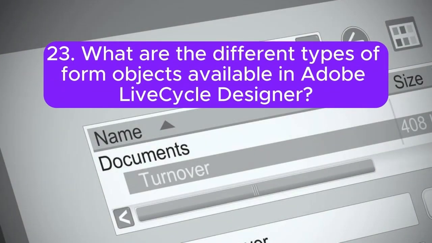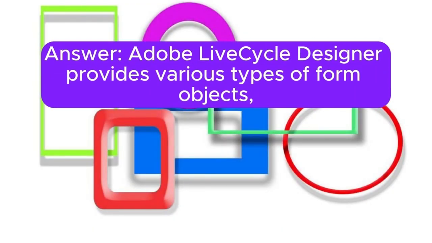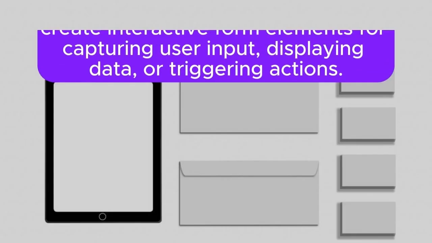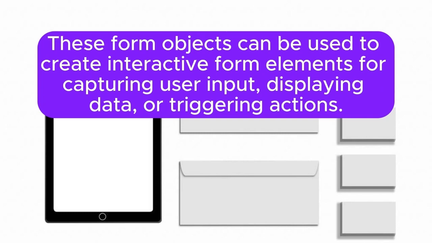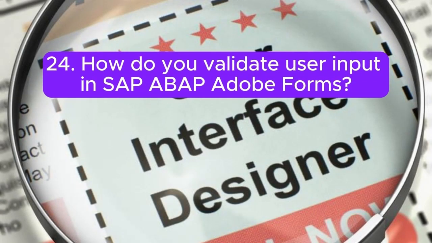23. What are the different types of form objects available in Adobe Lifecycle Designer? Answer: Adobe Lifecycle Designer provides various types of form objects, including text fields, checkboxes, radio buttons, drop-down lists, buttons, and tables. These form objects can be used to create interactive form elements for capturing user input, displaying data, or triggering actions.